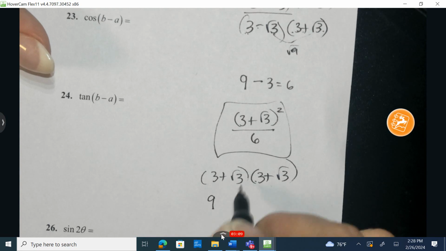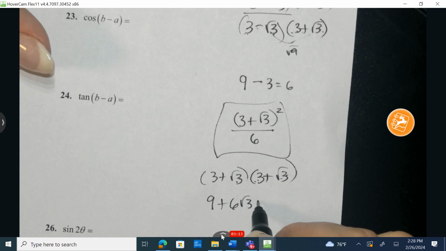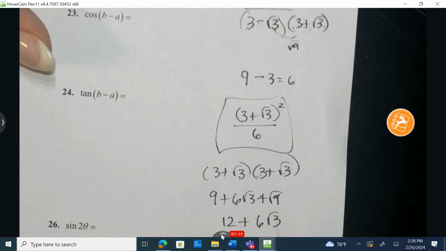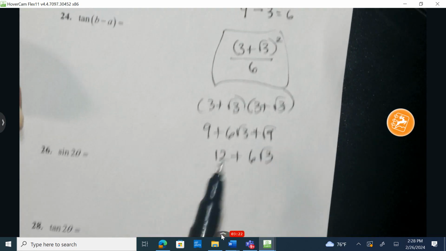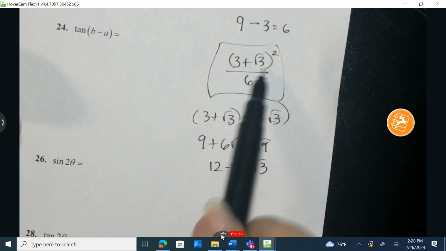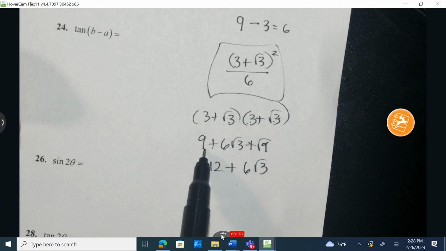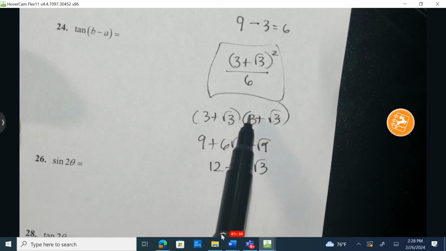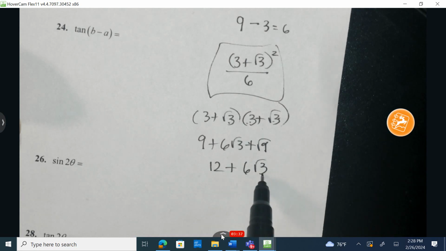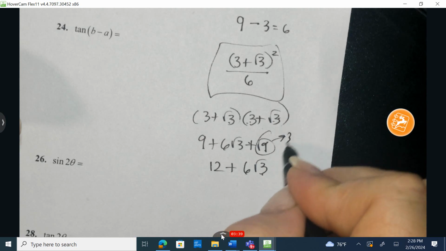3 times 3 is 9. We have 3 groups of 6 square roots of 3, and 3 times 3 is the square root of 9. So 3 plus 3 would be 9 plus 3 square roots of 3. I'm guessing this is what he did. Again, I took this right here and I expanded it. I wrote down this expression or this quantity twice. Multiply the fronts, the insides and the outsides would be 3 groups to the square root of 3, 3 groups to the square root of 3, which adds up to 6. And the square root of 3 times the square root of 3 is the square root of 9, which is 3. 3 plus 9 is 12.